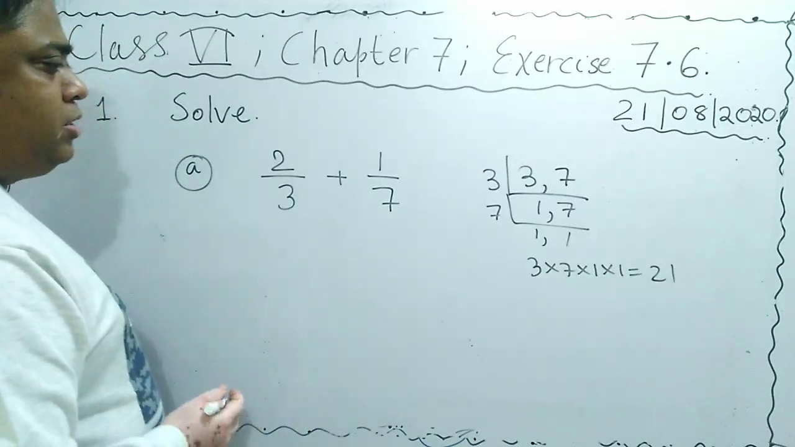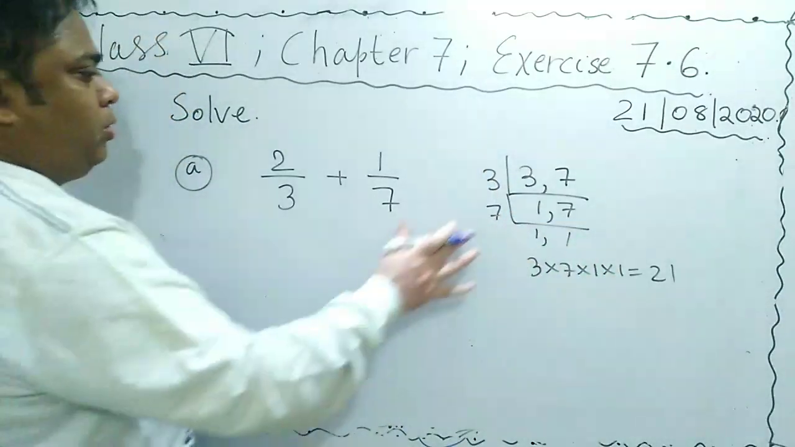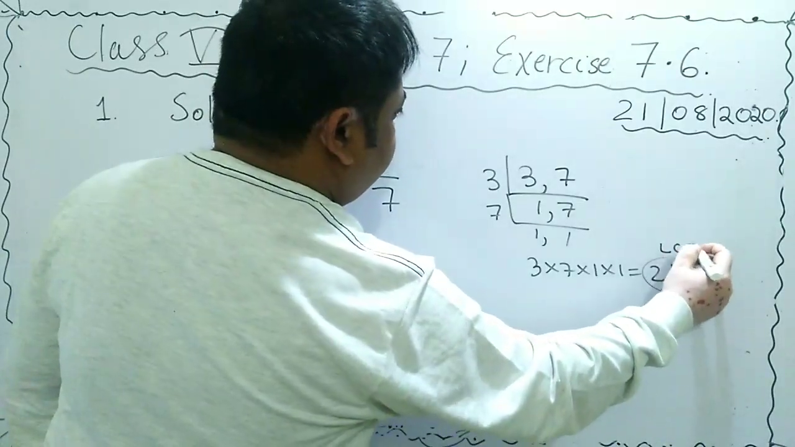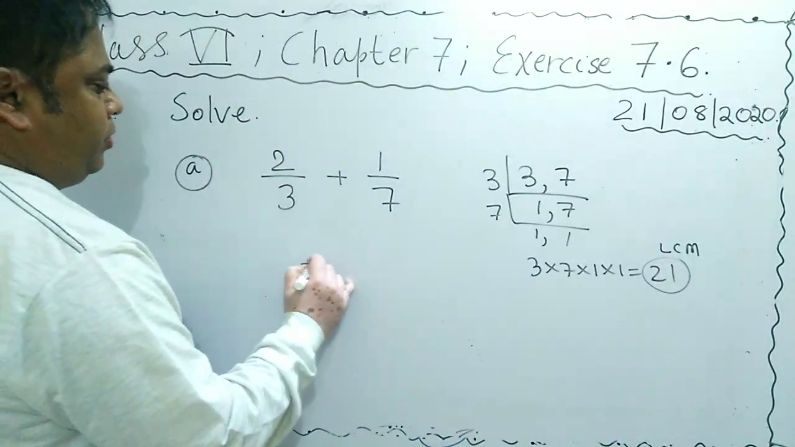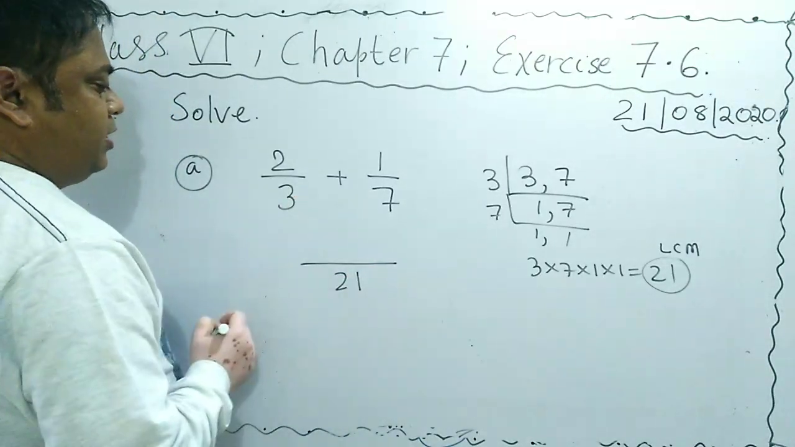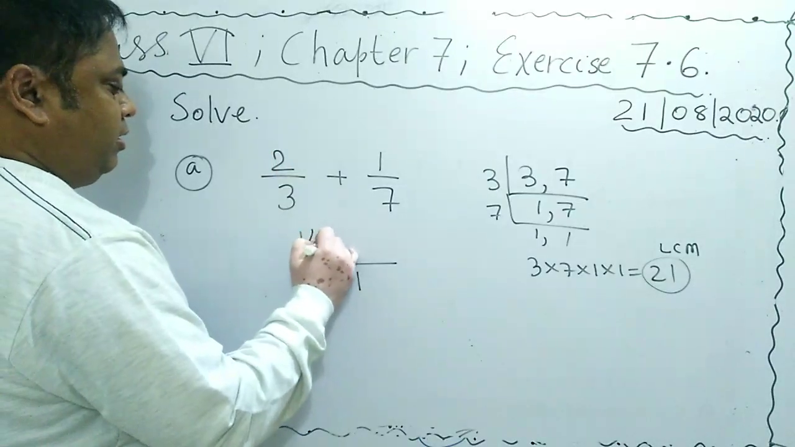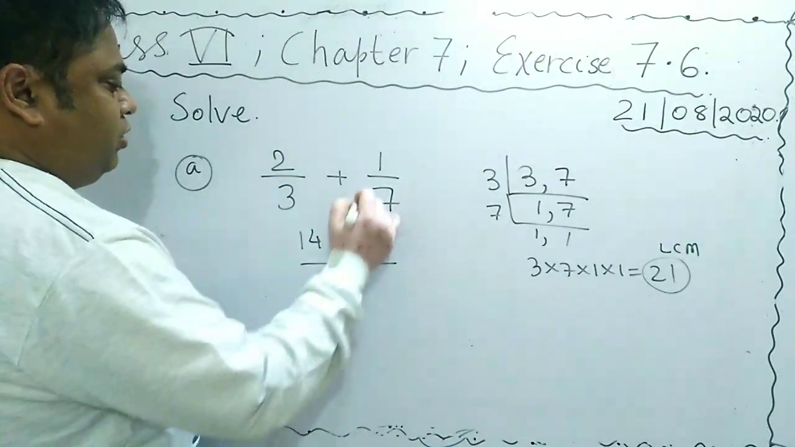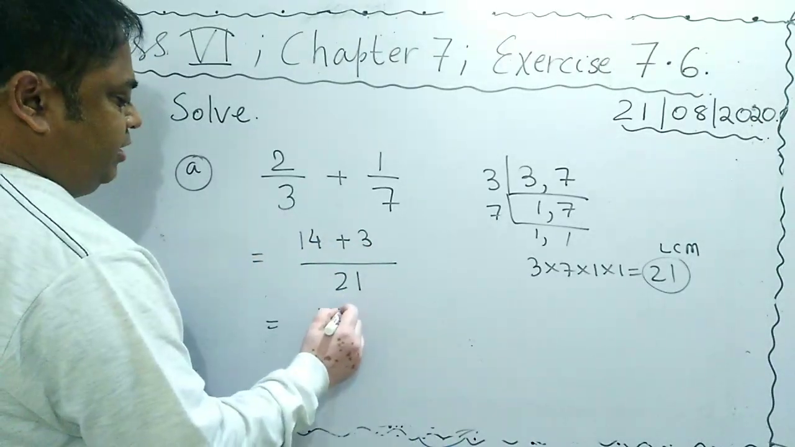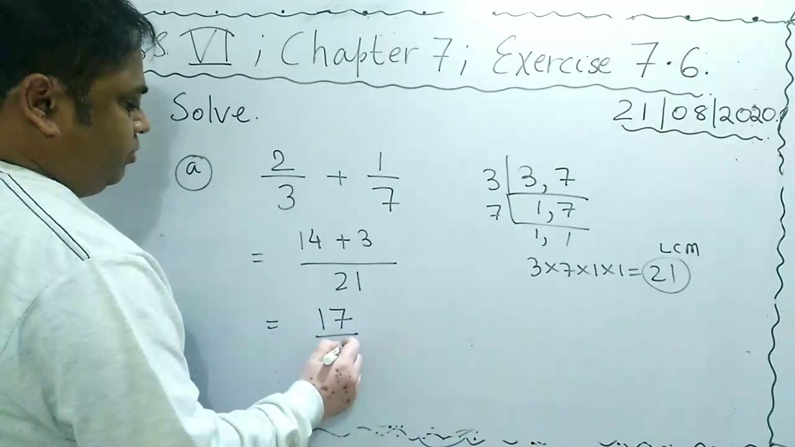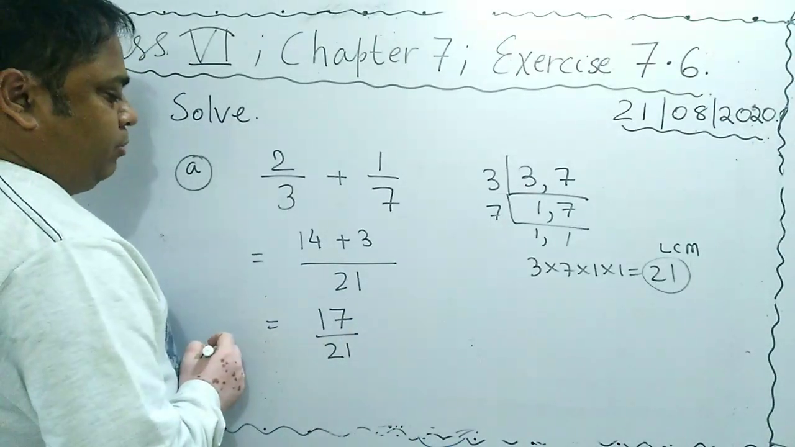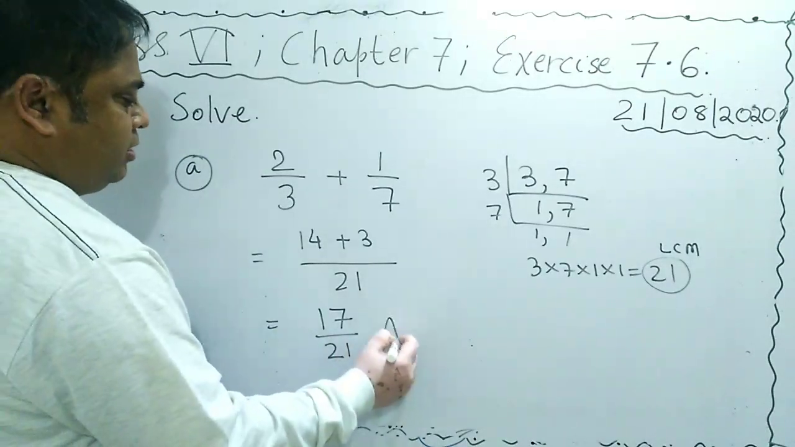Next, in the next questions I will not do this, okay, just to make you understand. In this way you can find out LCM. This is what LCM means, lowest common multiple. So we'll write 21 here. So 3 7s are 21 and 7 2s are 14. 7 3s are 21 and 3 1s are 3. So this will become 17 by 21. They don't have any common factor, so they cannot be reduced to any simpler fraction. So this will be the answer.